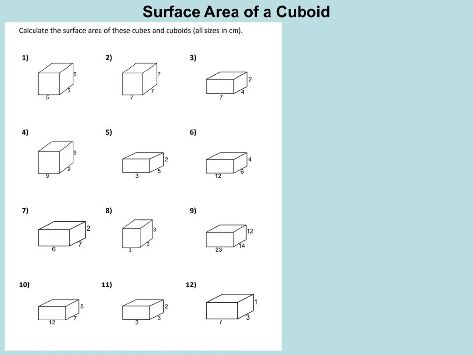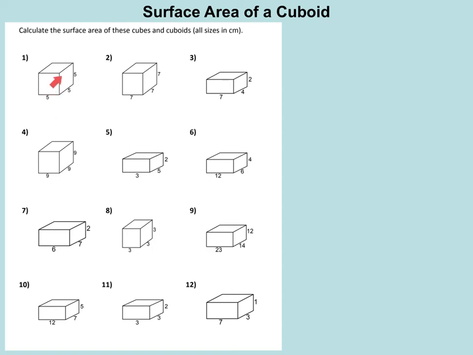Okay, so I'm going to go over the answers now. So question 1, I've noticed all the measurements are the same. Look, 5, 5 and 5. So this is a special cuboid. This is actually a cube. All the faces are going to be the same size. All the faces are going to be 5 by 5 squares rather than rectangles. A square is a special rectangle though.